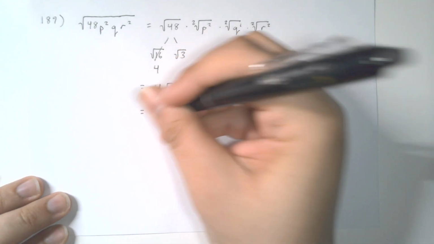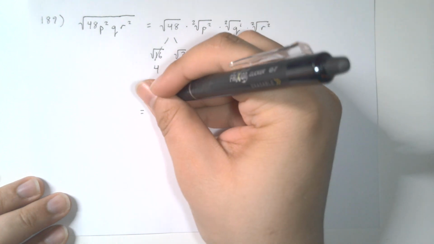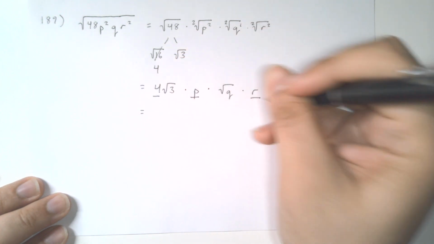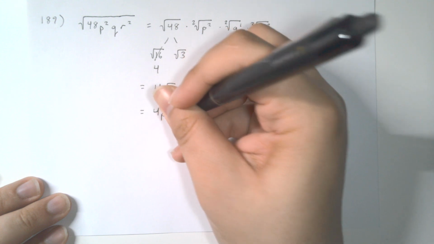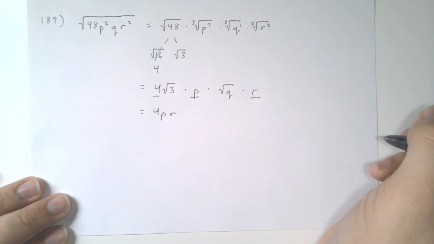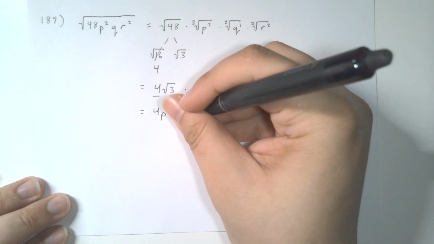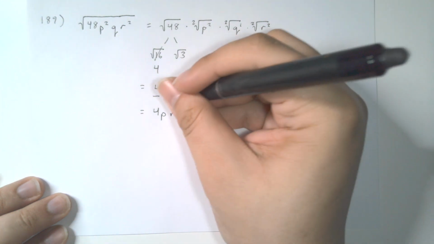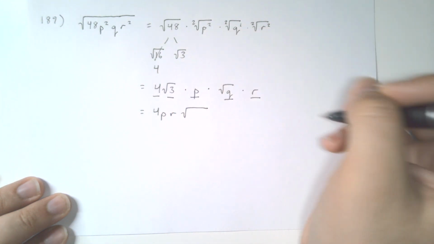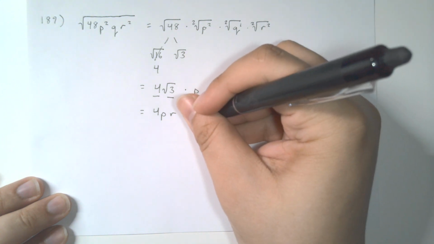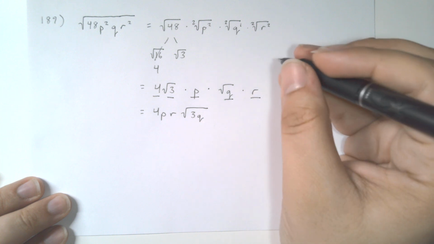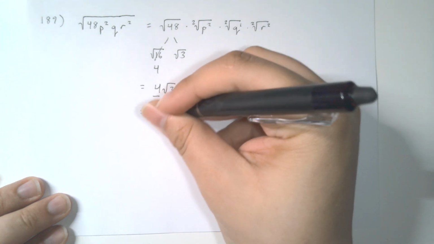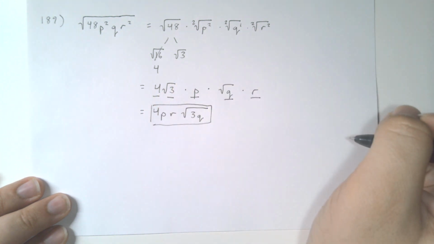We gather up all of our stuff that's outside of a square root. We have a 4, a p, and an r. So we have 4pr. And now we gather up all the stuff that's inside the square root. We have this 3 and the q. So we have the square root of 3q. And this is our final answer.